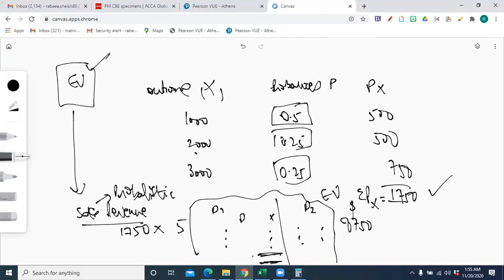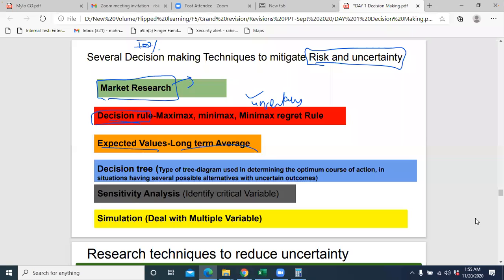So if we say that expected contribution in P1 is 200, but in P2 it's 250, definitely you're going to take which one? Based upon the expected value as a decision rule, you would take the project which would give you the highest expected benefit.